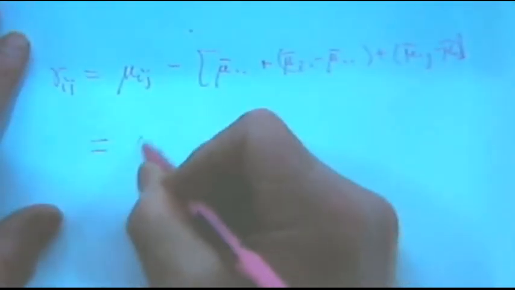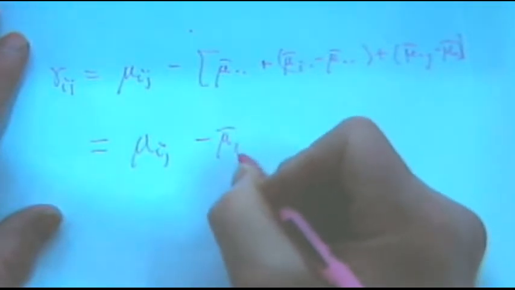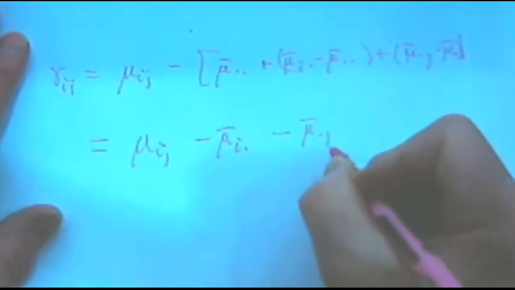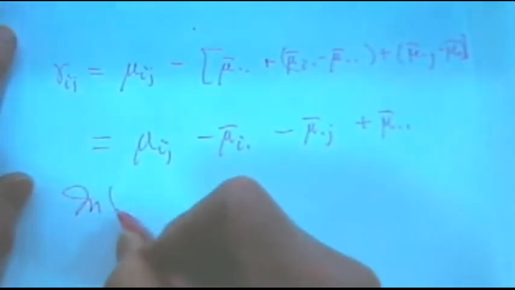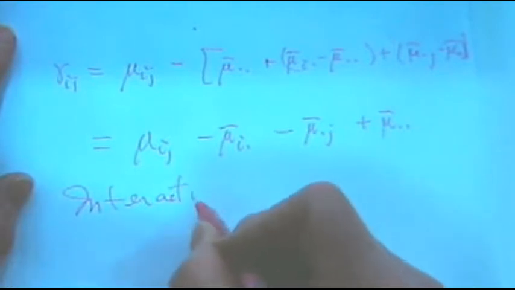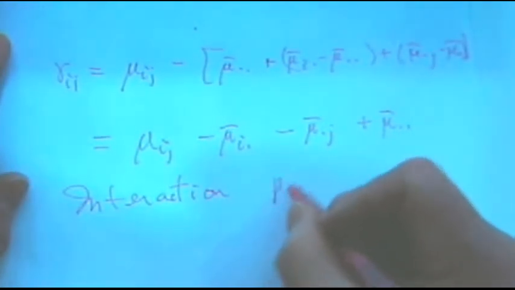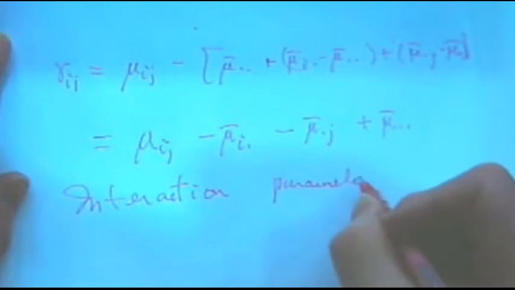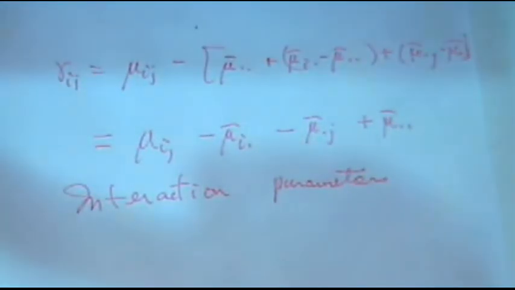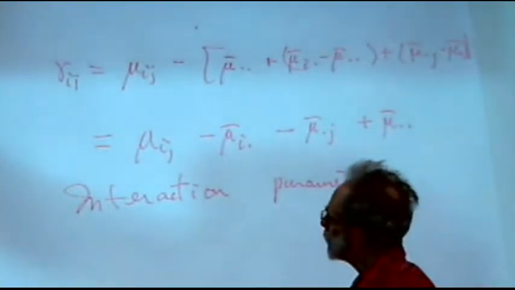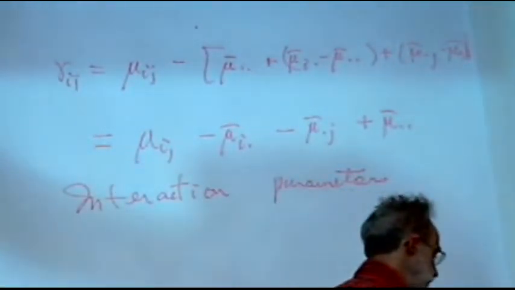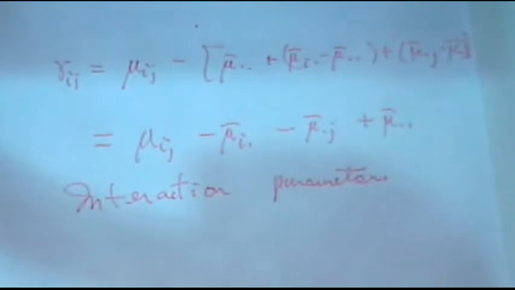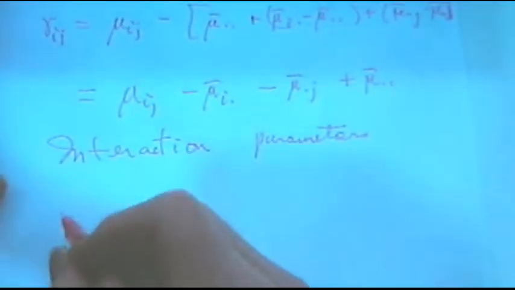And then you can just work this out, it comes out to this. And these are called interaction parameters. It's the residual of the additive model. If the additive model is okay, then the gamma ij should be close to 0. Okay, and then that's what you want to test. And it's usually called A times B.